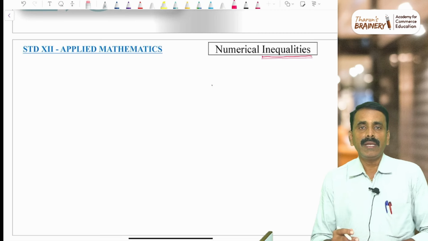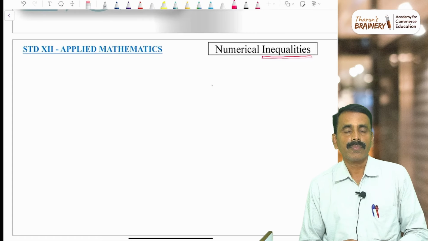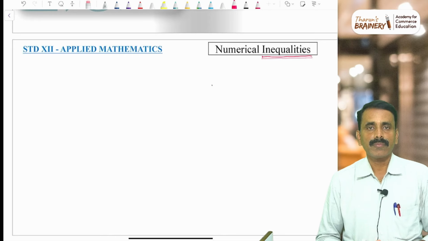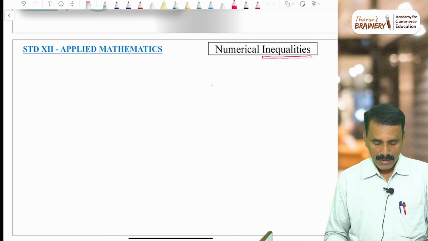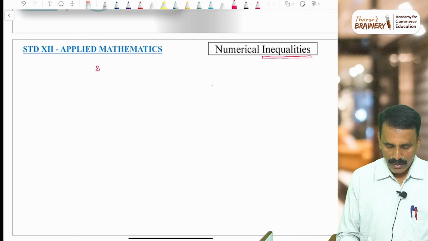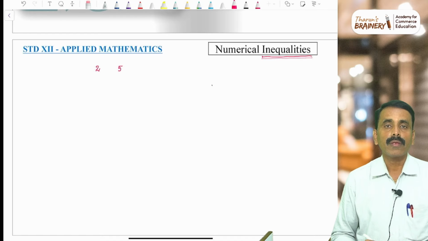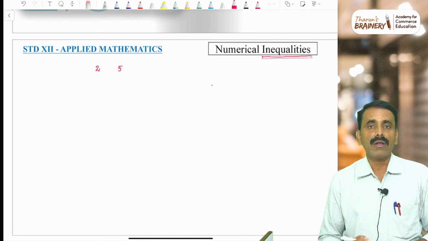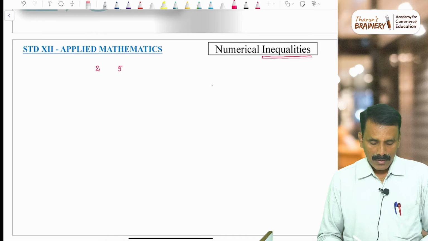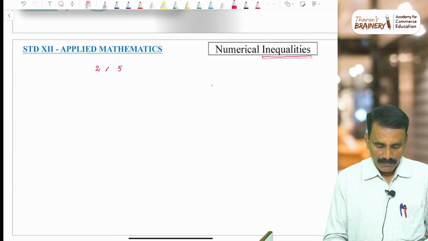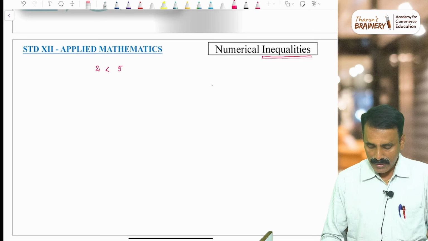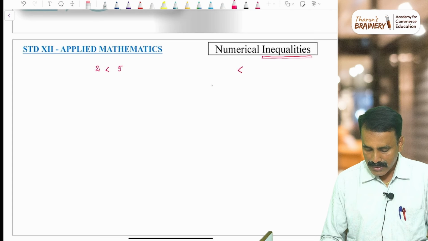What we mean by inequalities? We used to compare two numbers. Suppose we have 2 and 5. How to compare these two numbers? By less than or greater than. Now 2 is less than 5. So we write 2 less than 5. So this symbol is called as less than.